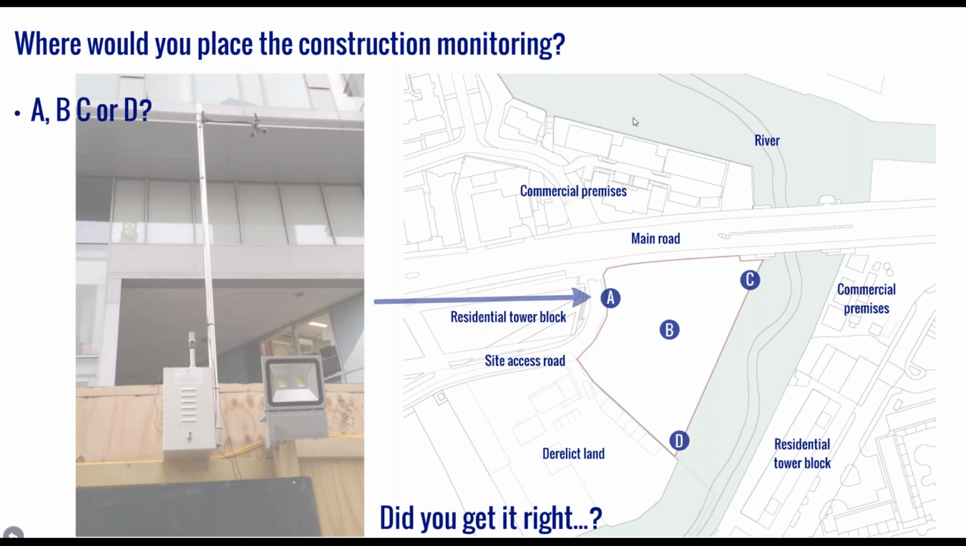So in our view, location A is most appropriate in this instance as it's representative of the nearest and most sensitive receptor to the works, which is the residential tower block located directly adjacent to the western boundary.